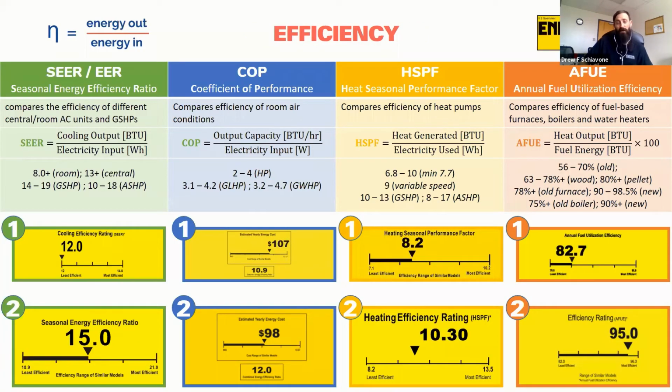Now, efficiency, it's not just one parameter, okay? The efficiency ratings for heating and cooling systems are highly varied, and so I'll highlight some of the prominent ones. There's the seasonal energy efficiency ratio, the coefficient of performance, the heat seasonal performance factor, and the annual fuel utilization efficiency. So a lot of different efficiency ratings out there.